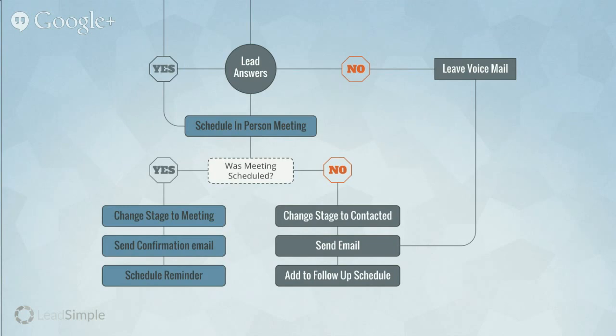If we are unable to get a hold of that person, then we want to go ahead and leave a voicemail. If we do get a hold of that person, but we are unable to get a meeting scheduled, then we want to change the lead stage to contacted. We want to send a follow-up email, and we want to add to our follow-up schedule to make sure that we are on top of getting in touch with this person on an ongoing basis.